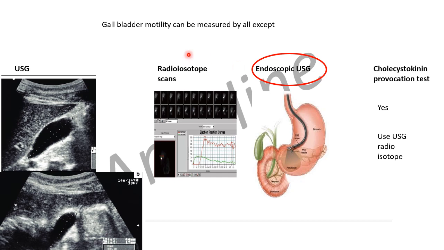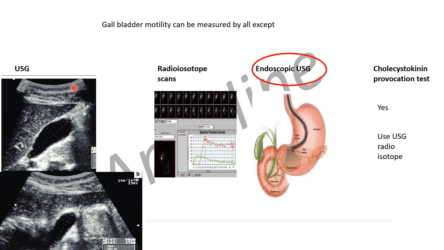So, gallbladder motility can be measured by all except... I've been telling that gallbladder motility is also one of the reasons for stone formation. So if you have done a medical treatment or a shortwave lithotripsy and you find recurrence again, if you remove the gallbladder, you're not going to find a gallstone recurrence. You might find stones in the ducts, but not in the gallbladder. But if you have done a medical treatment or a shortwave lithotripsy for the stones and you find them recurring, your next step will be automatically to look into the motility.